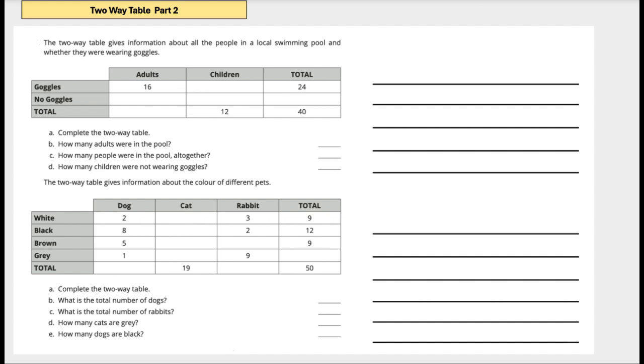This is part 2 of solving two-way tables, showing you how to fill them in. If you've watched part 1, and you must watch that before you move on to this one, because it's a little bit harder. Only slightly.